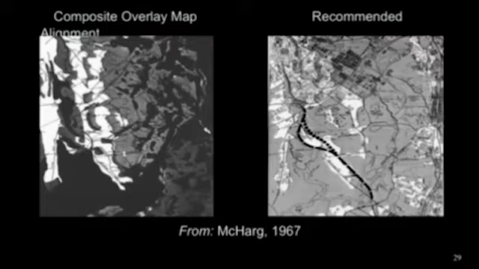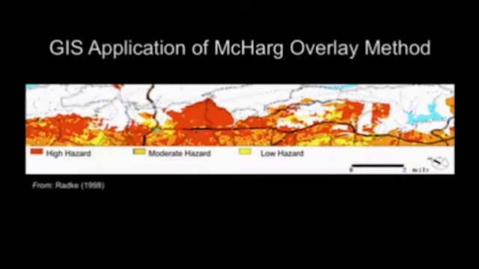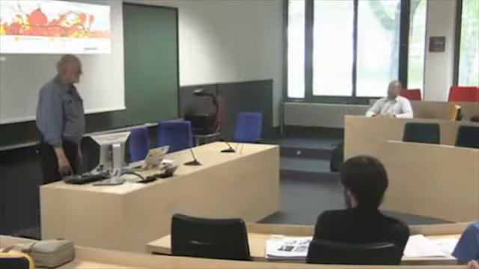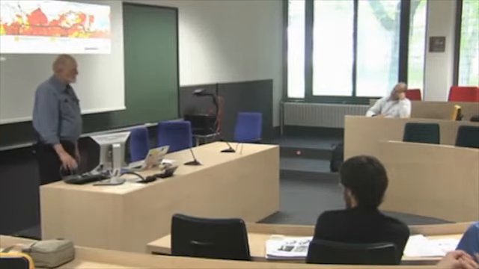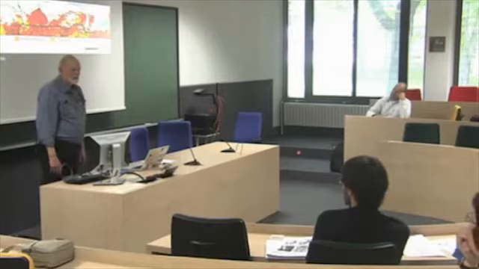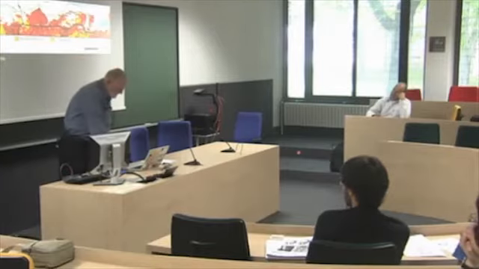Now, this antiquated method of drawing maps on acetate has been replaced by computer graphics with GIS applications. This is a map of fire hazard of the Berkeley Hills and the Oakland Hills near Berkeley, California. The red areas are the areas of highest fire hazard, highest fire danger. And this used McHarg's method in a computer rather than in the acetate method to analyze topography, natural vegetation, weather patterns to identify areas of highest fire danger.